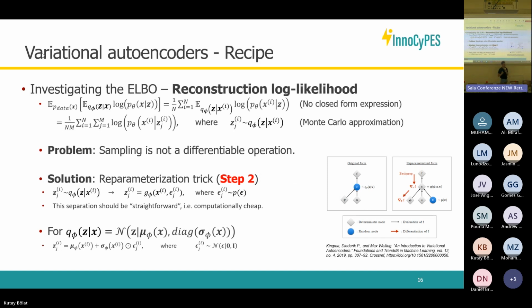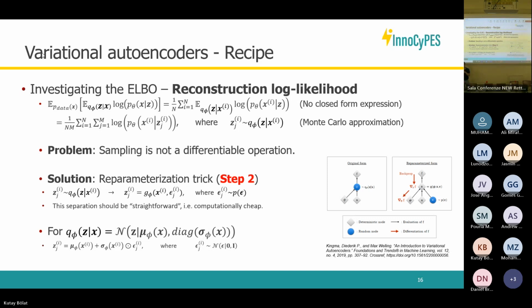So we have this reconstruction log likelihood. If you open it, there's an expectation here. We don't have a closed form expression for that, so we can use Monte Carlo approximation. But if you take Monte Carlo samples in neural network training, then you cut the gradient pathways. So you need a better way of sampling. Then there's the reparameterization trick. I'm not going to cover it all, but generally Gaussian distributions are enough for this.